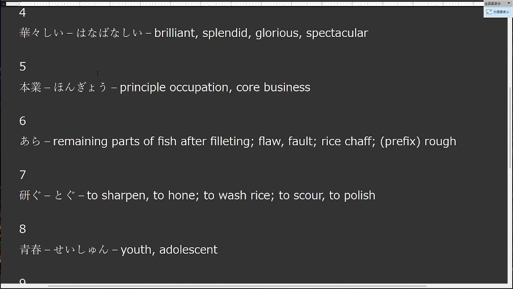Number 4 is hanabanashi, with the kanji that pretty much means brilliant, gorgeous, or splendid. Hanabanashi is our new e adjective for brilliant, splendid, glorious, or spectacular. Hanabanashi is glorious, spectacular, or splendid. Hanabanashi desu.